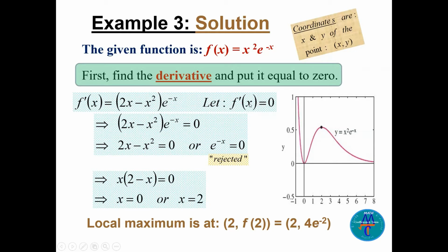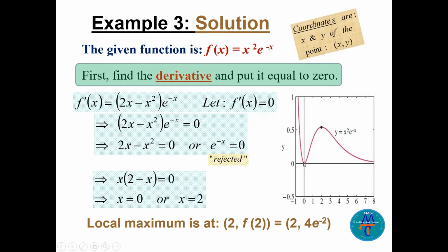So let f prime be 0 to find where the local max is. Now, if this is equal to 0, either the bracket is equal to 0, or this one is equal to 0. This is rejected because this cannot be 0. It will be 1 over e to the power x, always positive. So in the bracket we can factor x out. So x is equal to 0 or x is equal to 2.